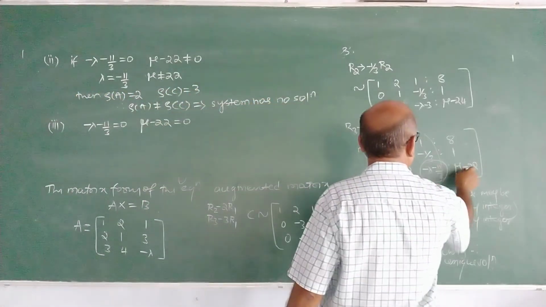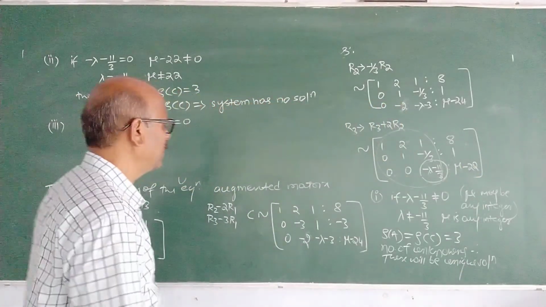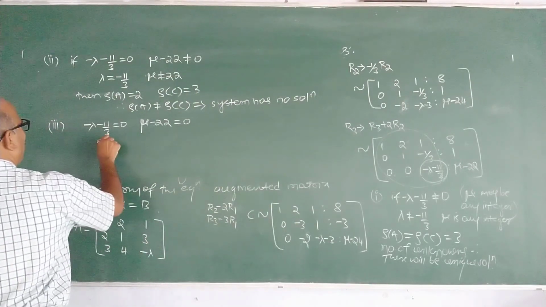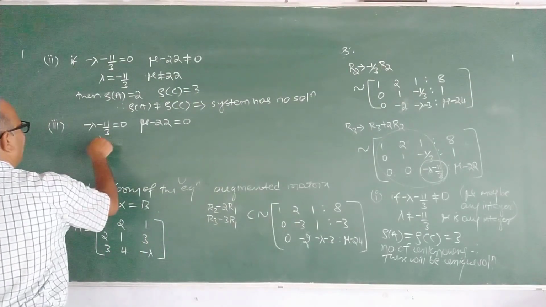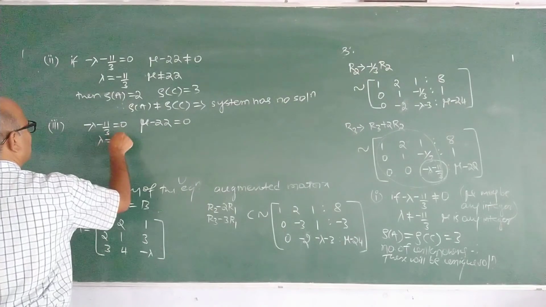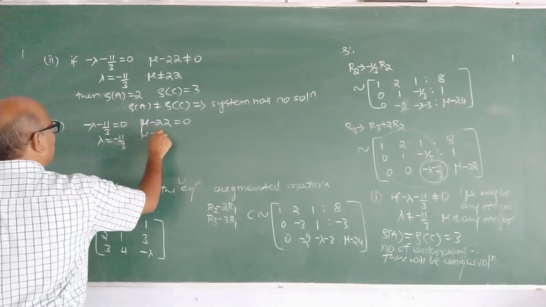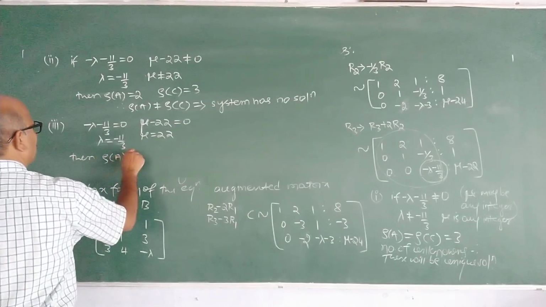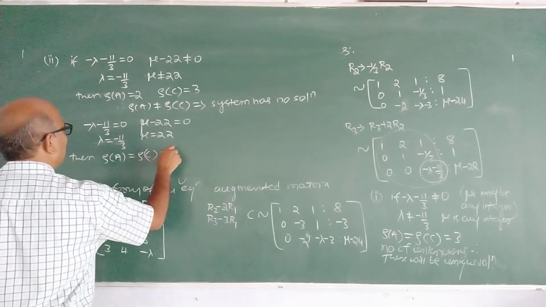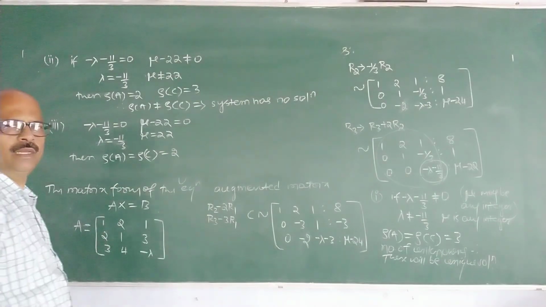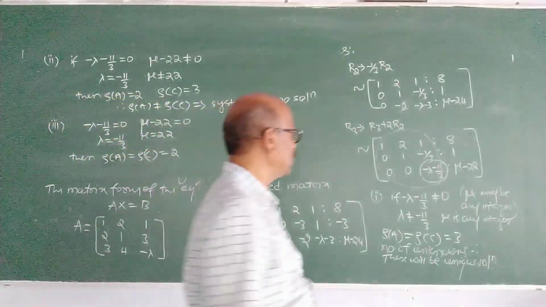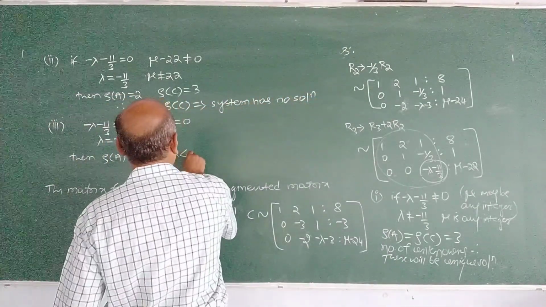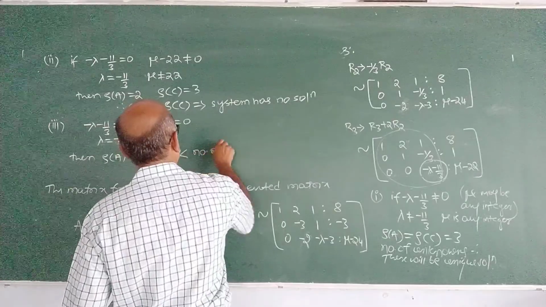It is 0. Mu minus 22 is also 0. Then what happens? Rank of A becomes, what is the value of lambda? Lambda is minus 11 by 3. Mu is 22. Then rank of A is the same as rank of C, each is 2. Rank of A is rank of C is 2, which is less than the number of unknowns.